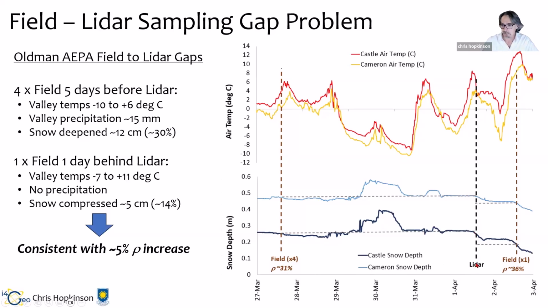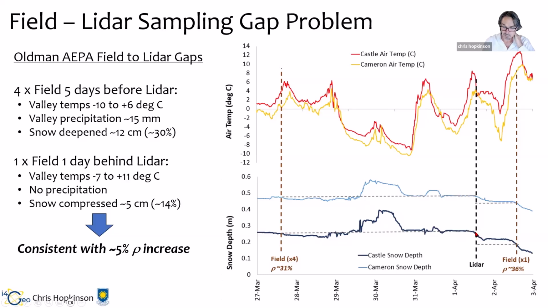So the Lidar here is April 1st. This field sampling is 1 day later, and this field sampling is 5 days previous. And here we see the snow depth for the SR50. So after the first set of samples, we have some on the order of 12 centimeters of depth increase, and that equated to 15 millimeters of additional water into these areas. And so the snowpack got about 30% deeper as a result.